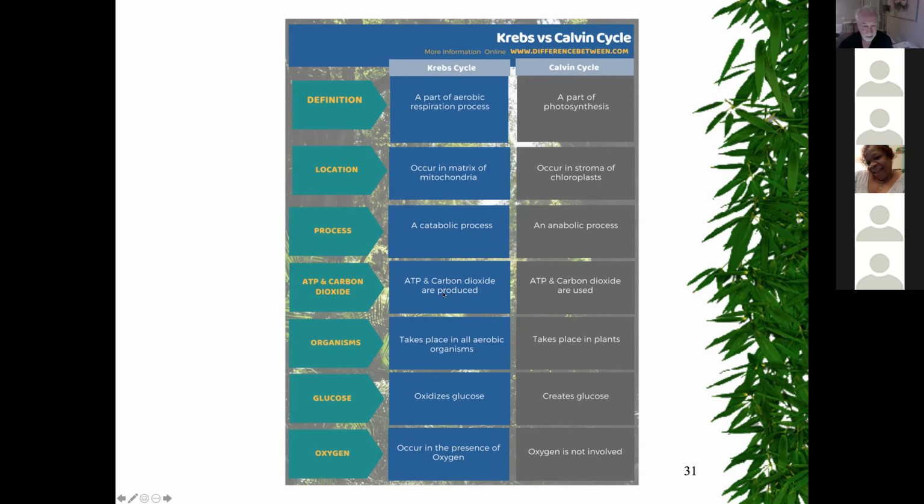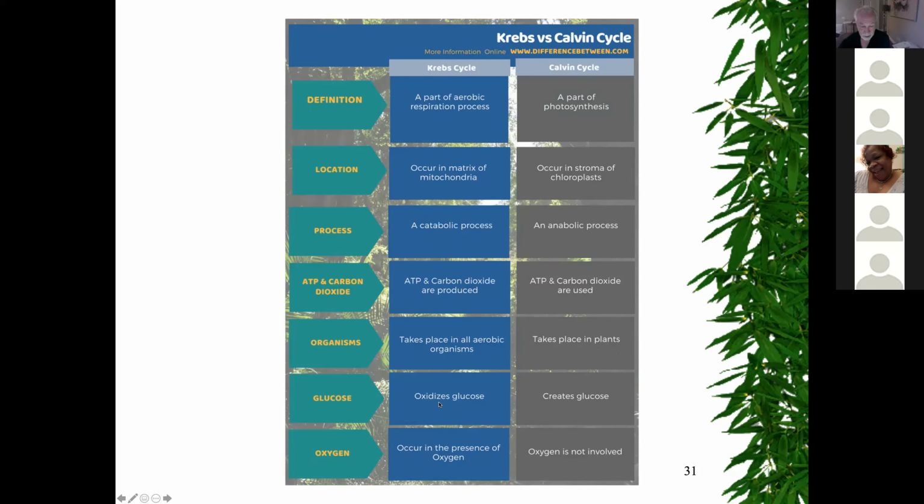In the case of the Krebs cycle, it produces ATP and carbon dioxide, so they're produced in the Krebs cycle. In the Calvin cycle, they're used. ATP and carbon dioxide are used to make sugars. The Krebs cycle occurs in all aerobic organisms, both plants and animals, whereas the Calvin cycle only occurs in plants because it occurs in chloroplasts.